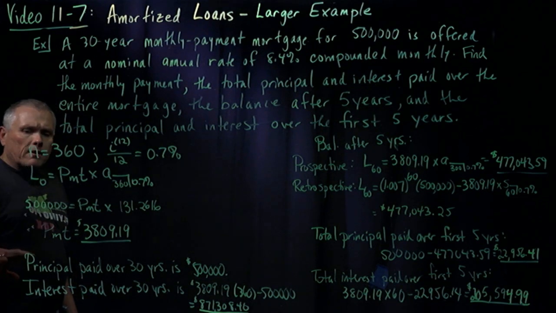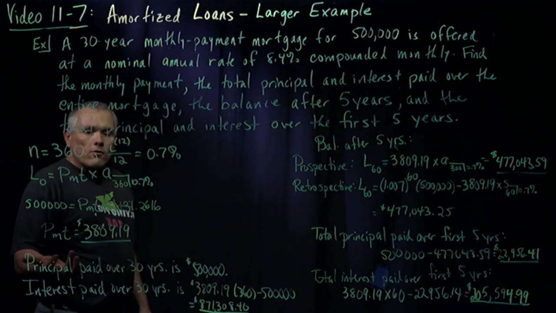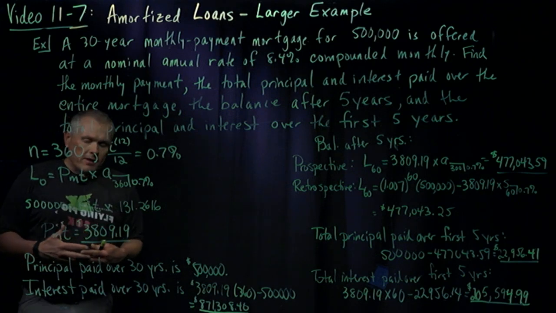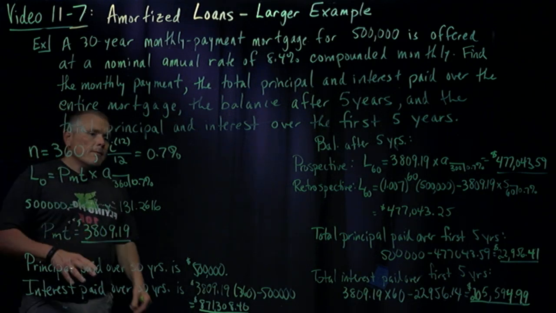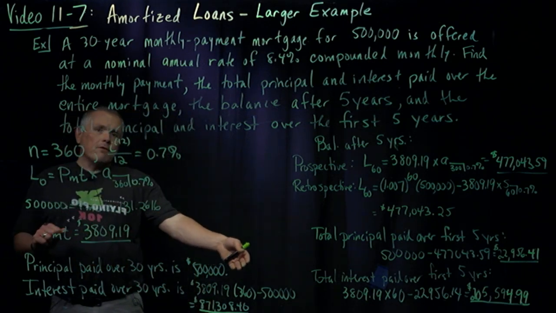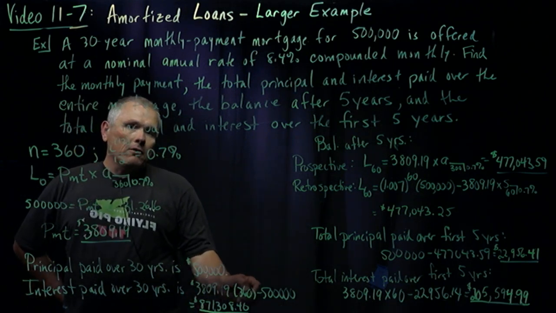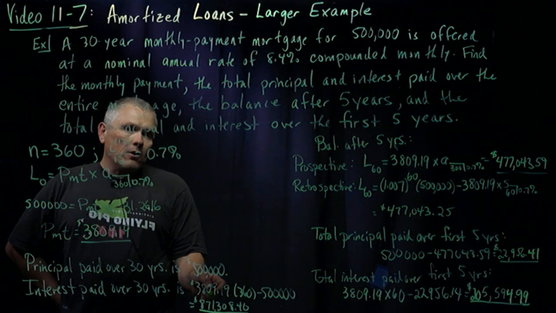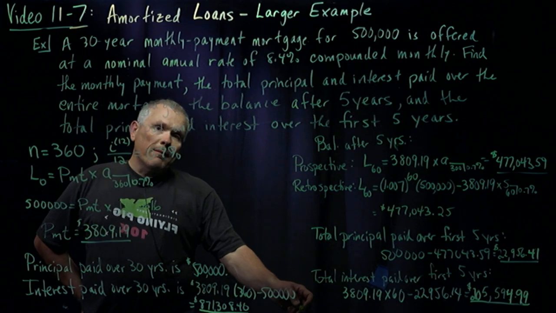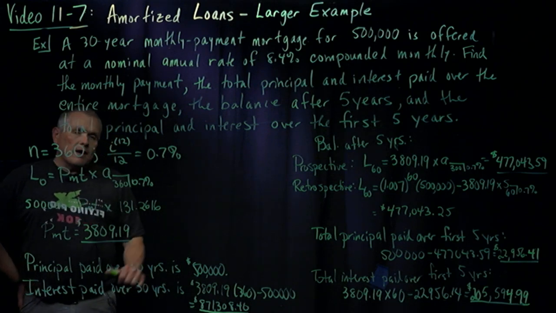All right, for the second part, the total principal that we pay over the life of the mortgage is paying back the $500,000. So the total principal paid is simply the $500,000. The interest paid over the entire mortgage is a little more interesting, because certainly we've paid back more than just that $500,000, and what we've paid over the $500,000 must be interest. So the total amount you pay is the payment amount times the total number of payments. So that 3809.19, we're going to multiply it by the 360, subtract off the principal amount that we paid back, and we note that the interest paid back is $871,308.40.